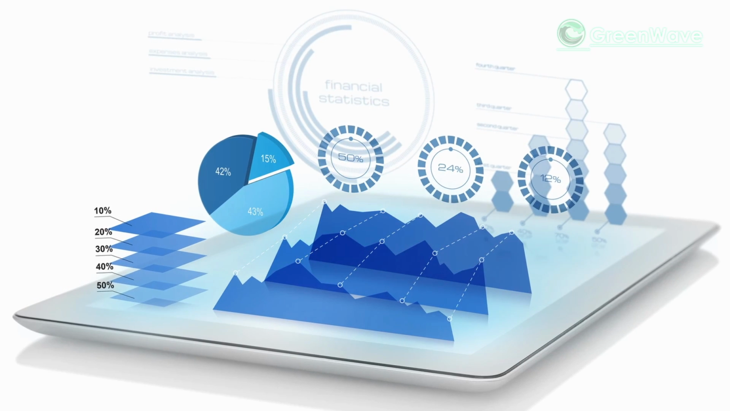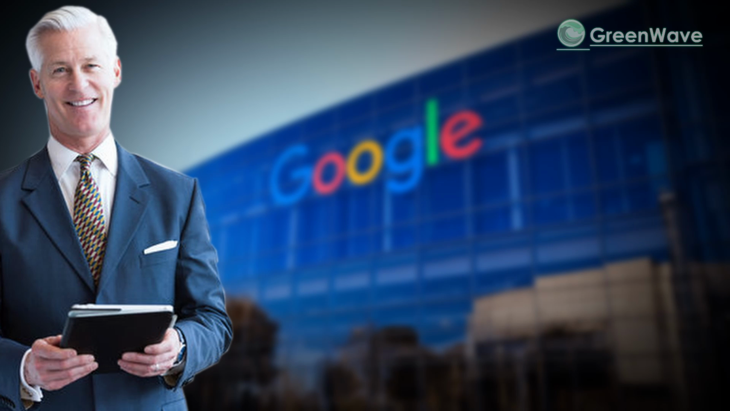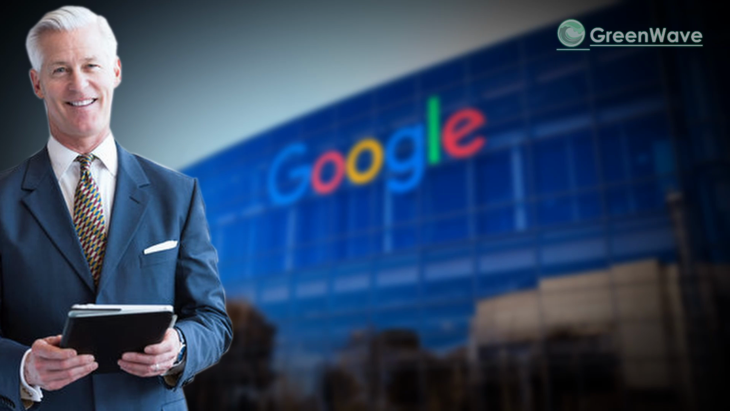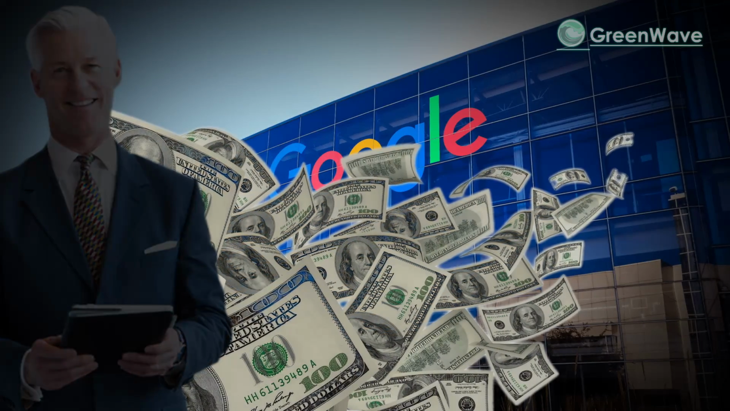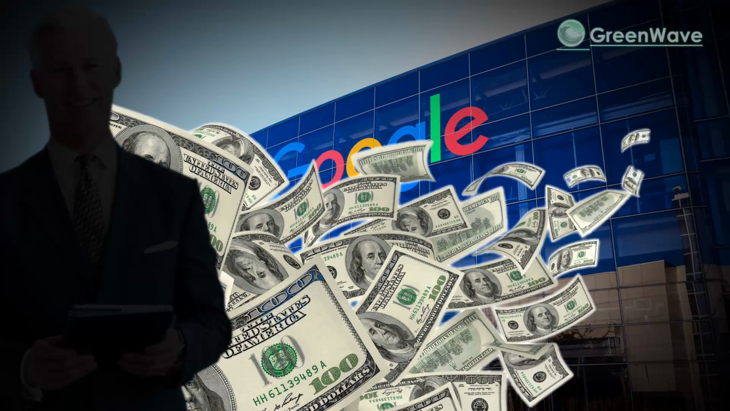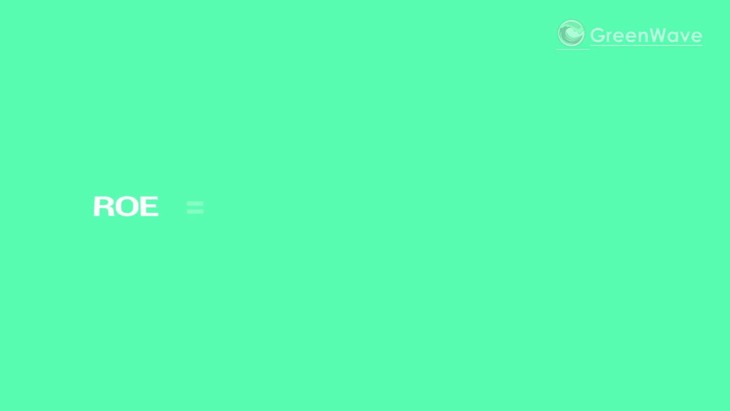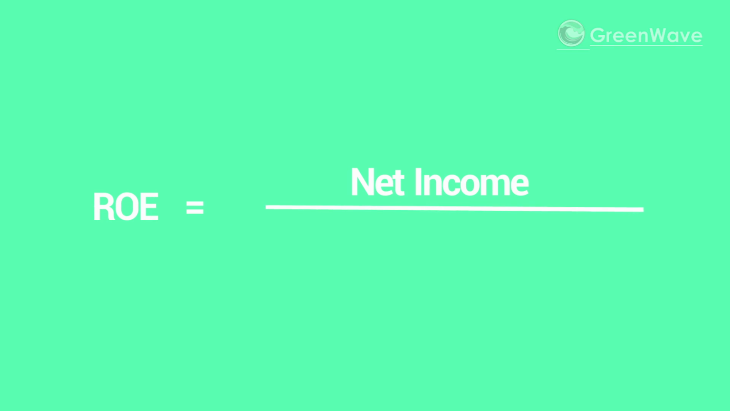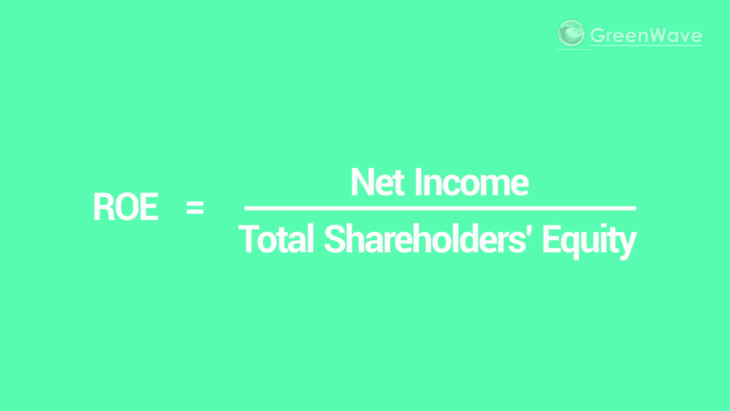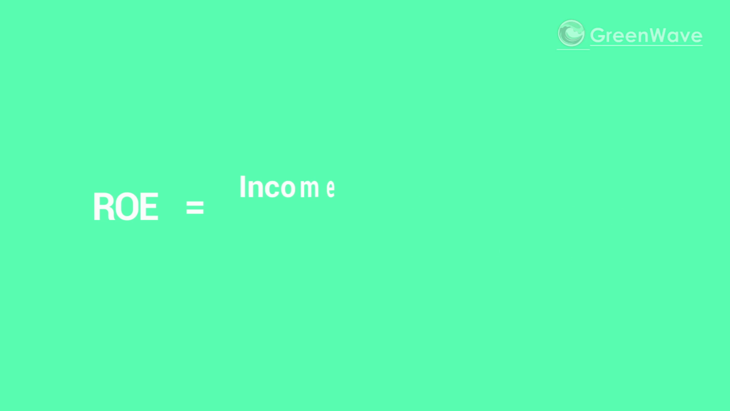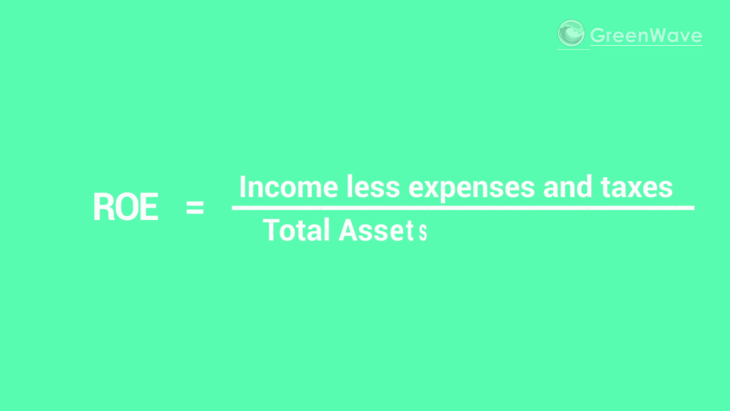Last but not least, we have return on equity, or ROE, which measures profitability and how effectively a company uses shareholder money to make a profit. For common stock shareholders, return on equity, which is expressed as a percentage, is calculated by taking net income, which is income less expenses and taxes, and dividing the result by total shareholders' equity, which is calculated by subtracting total liabilities from total assets of a particular company.